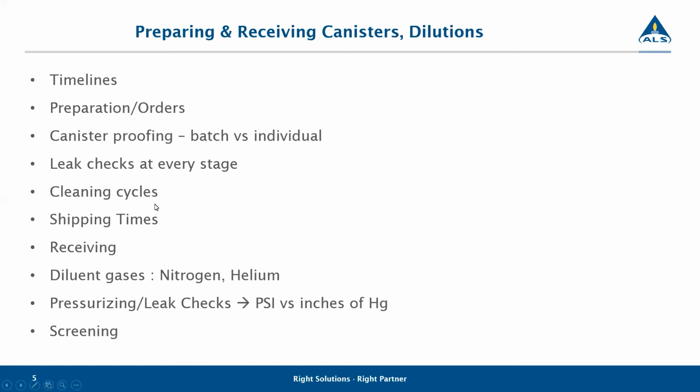Cleaning cycles. So when a canister goes through its proofing, as I had said, we individually proof them. It may take 3, 4, 5 different cleanings, and that's heating the canister and then purging with nitrogen, heating the canister again and purging with nitrogen. And then it goes on to the instrument to be analyzed to make sure it's clean and passes its required QC. So the cleaning cycles can take a while.